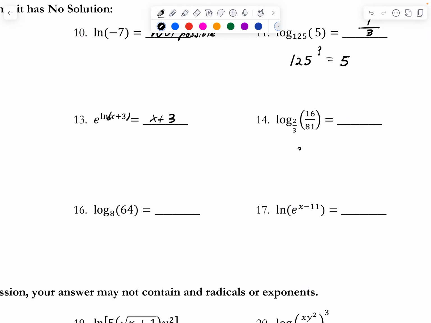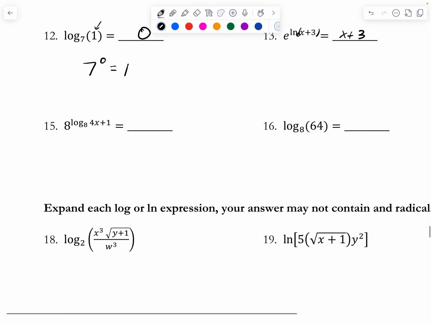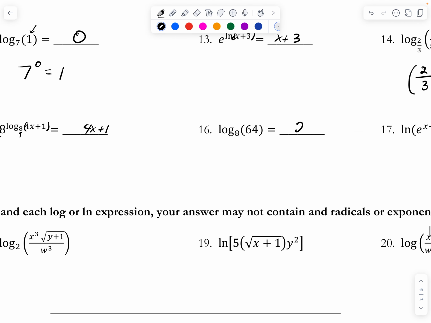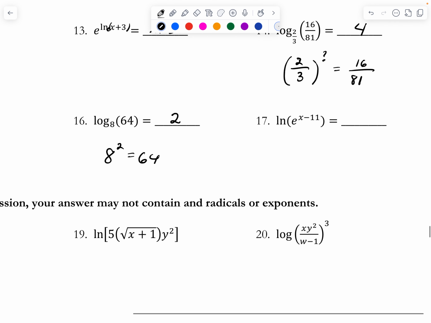For this one here, I have 2/3 to some power equals 16 over 81. I know 2 to the 4th power is 16, and 3 to the 4th power is 81, so if I raise this to the 4th power, I would get that fraction. Again, we have the same base here as here, so this argument is my answer. 8 squared is 64. And this one has e, and that argument is e, so the power of x minus 11 is your answer.